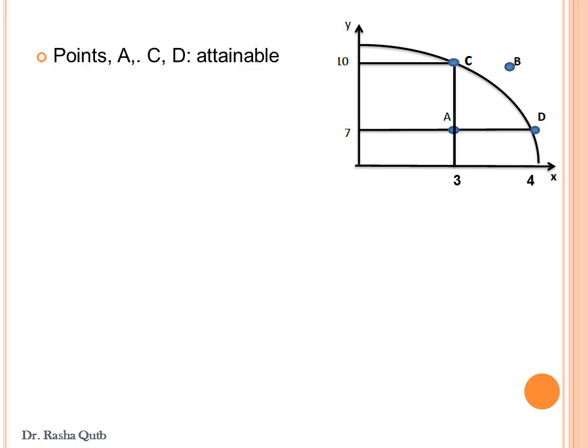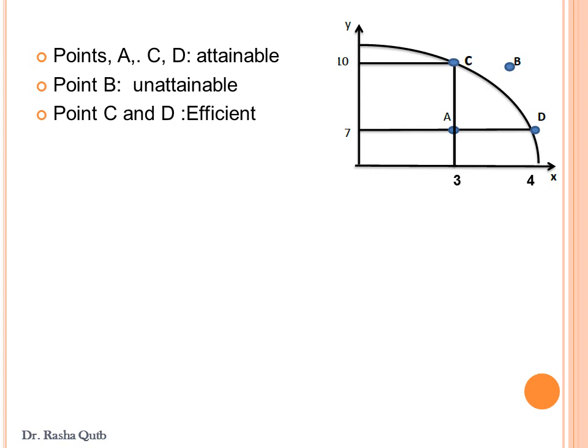So the attainable points are point A, point C, and point D. Attainable means it can be produced. Point B is unattainable. It is a desired point, but the society or the economy has no ability to produce more of X and Y or to reach B because of limited resources.